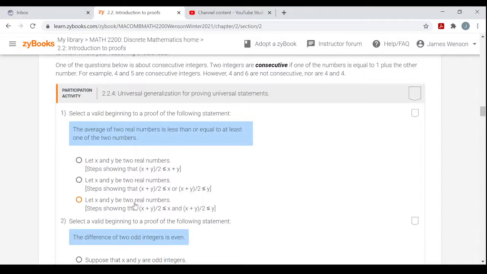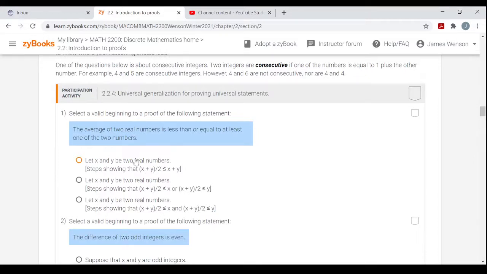Now all three of these start with that. So that's a good start to the proof, but then what would you be trying to show? You're trying to show that this statement is true, that the average of two real numbers is less than or equal to at least one of those numbers. So you add them up, divide by 2. The average is less than or equal to one of them or the other one. So this first part, I'd start with this statement, let x and y be two real numbers.